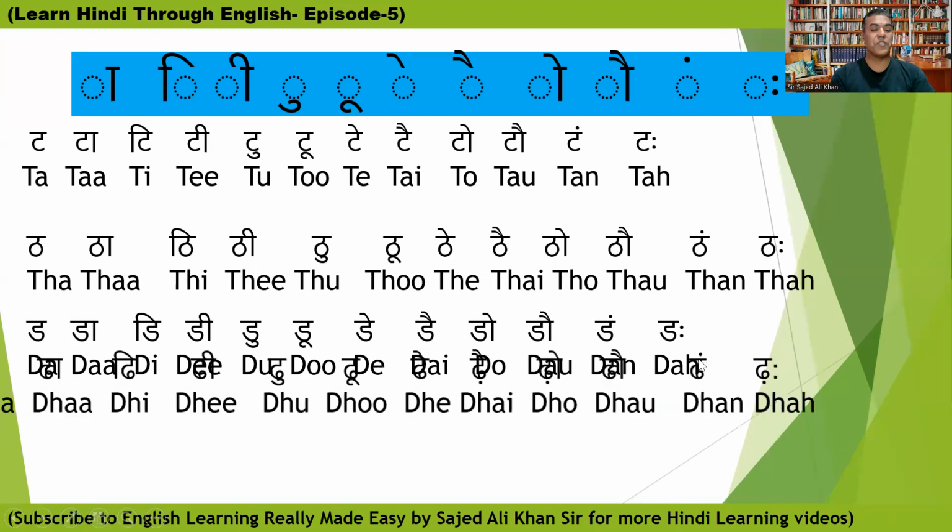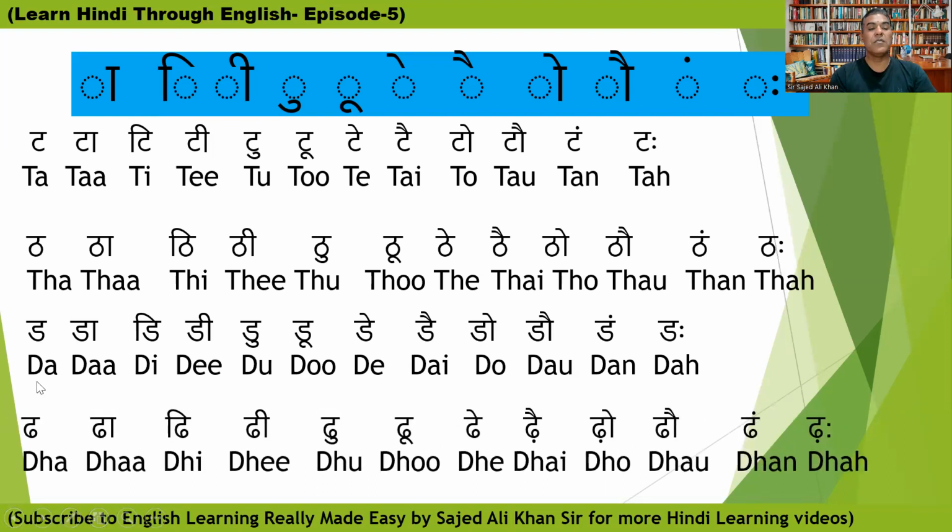Next is dh. This is the difference: d and dh. Dh, dha, dhi, dhi, dhu, dhu, dhe, dhai, dho, dhau, dham, dhah.